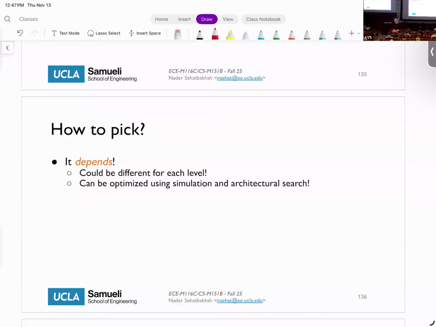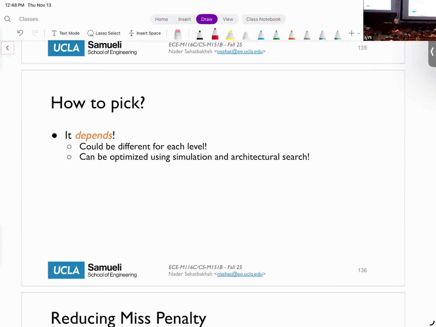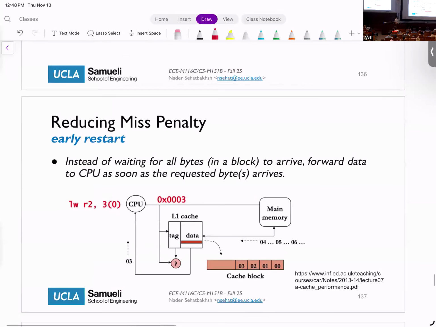As I said, how to pick depends. First of all, it might be different at different levels. And simulators are always useful for these kinds of things. So imagine, for example, you can simulate this. You can design a write allocate and a write no allocate and see which one is better. It really depends on the type of benchmarks that you're using. Sometimes either one could be better than the other. Okay. Any questions?